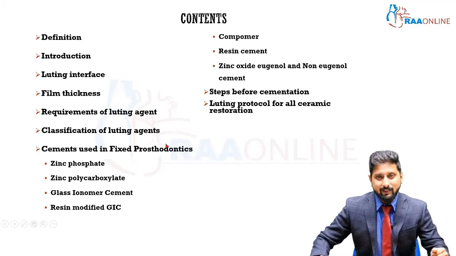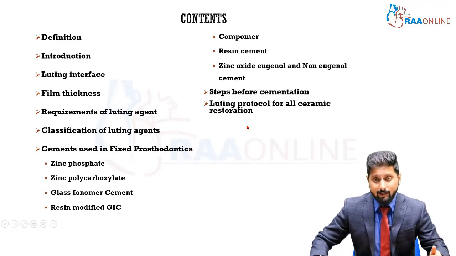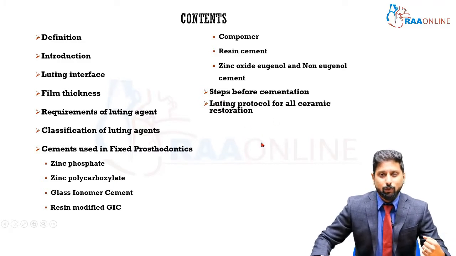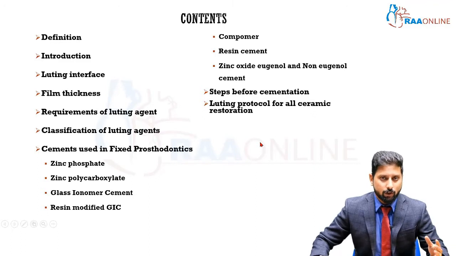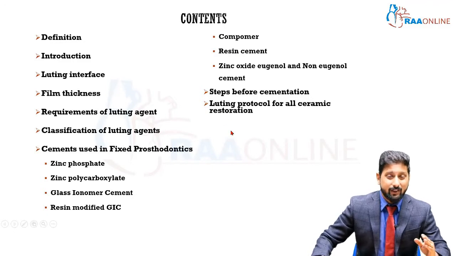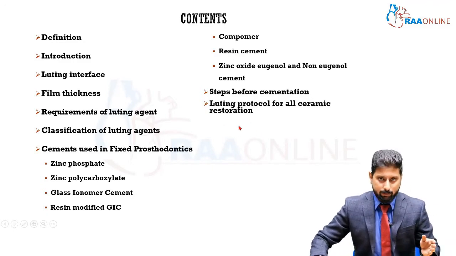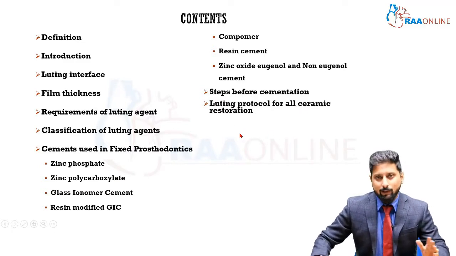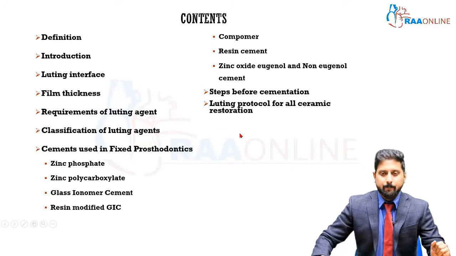Then we go into cements used in fixed prosthodontics. You have zinc phosphate, polycarboxylate, GIC, resin modified glass ionomer cement, compomer, resin cements, and then you have your zinc oxide eugenol and non-eugenol cements. Then we go to steps before cementation. For each and every cement, what do you need to do before you start the cementation process? And I will be explaining the luting protocol for all ceramic restorations alone. Then we conclude this presentation.